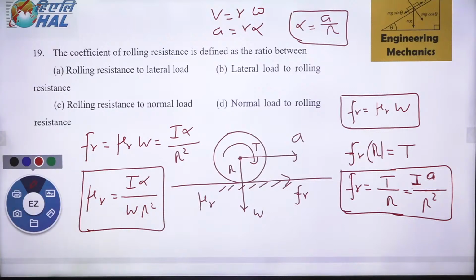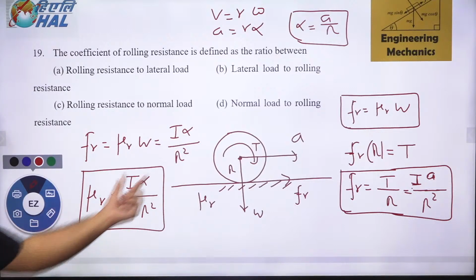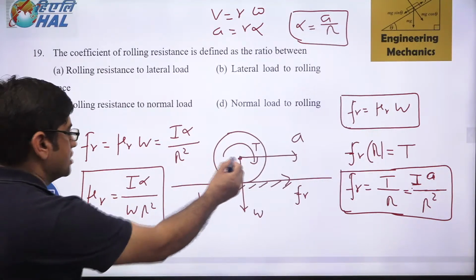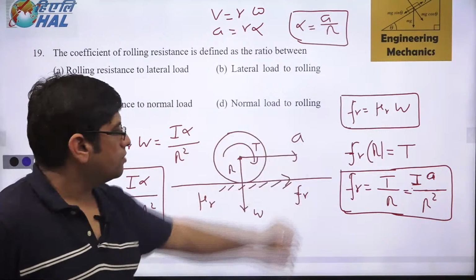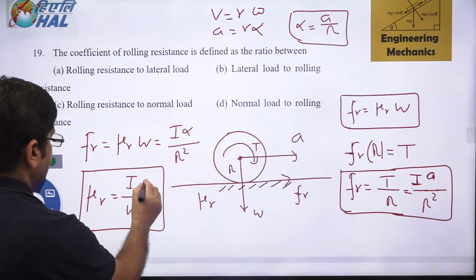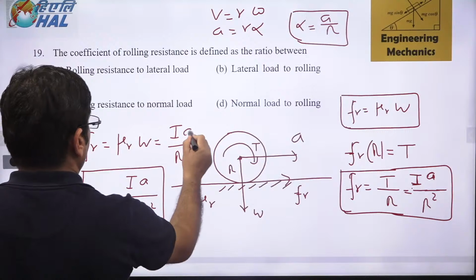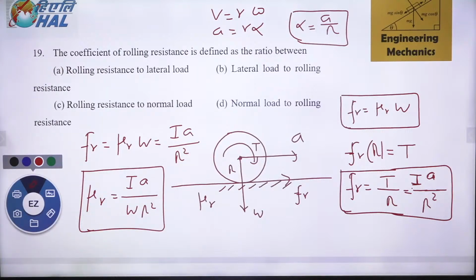So how to find out now the coefficient of rolling friction for a roller? That is the moment of inertia about this axis into the acceleration of the roller, that is A, over W R square, where W is the weight. So remember this formula. This is a very, very important formula here.